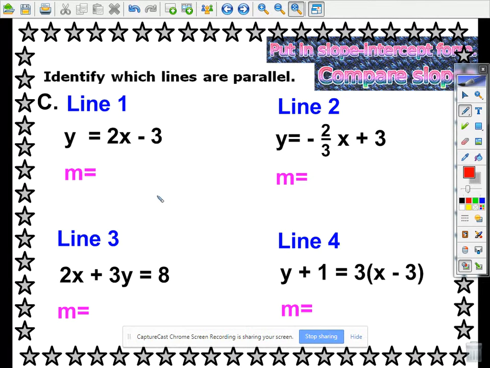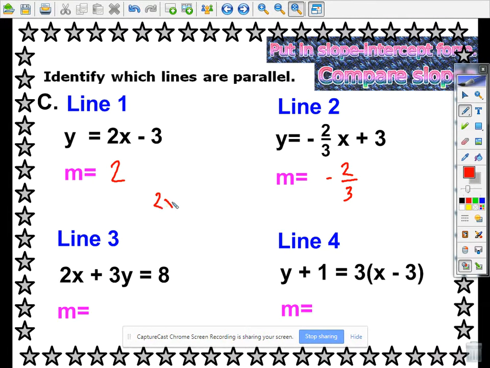All right, hopefully you're done. Let's look at line 1. Here we have a slope of 2. Y equals mx plus b. Line 2's slope is -2/3. Now, line 3, we cannot see the slope here. We need to change this into slope-intercept form.